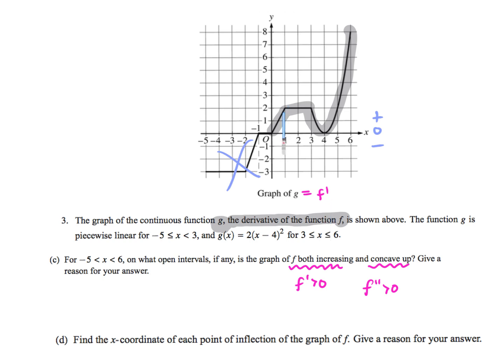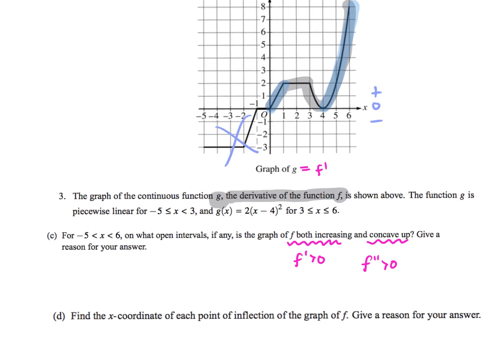Slope. What is F double prime here? It's greater than 0. It's positive, right? I don't want you to say increasing because it's actually constant, right? So it's positive. What's F double prime here? 0. What's F double prime here? Negative. What's F double prime here? Oops, I erased it. It's positive.